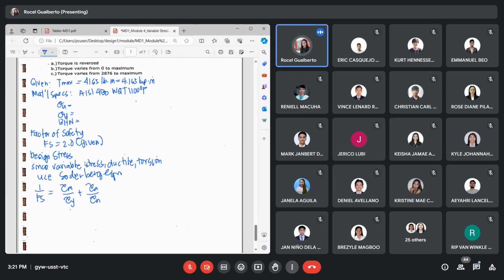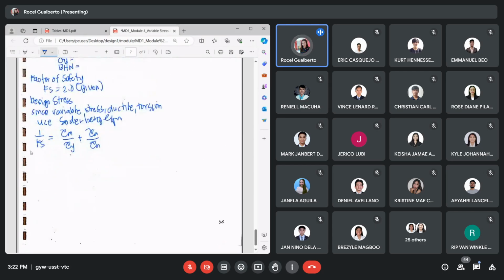Why this one? Again, variable stress, so Soderberg or Goodman. Ductile, so Soderberg. But Soderberg has two forms, and since this is torsion, you use the form of tau. With this equation, you now find every component. Fs is already given. So you start with tau y, where tau y is equal to 0.6 of sigma y.